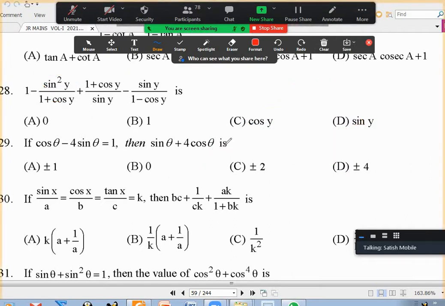29. Saikiran explained how you can take it equal to x and you can square and add. Then theta will get eliminated. You will get finally x square equal to 16. Does anybody want me to write anything about this on the board?